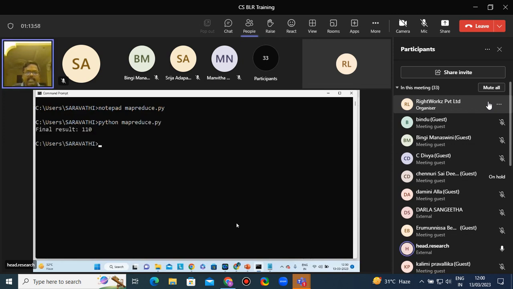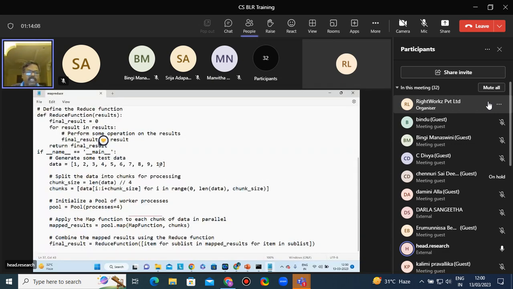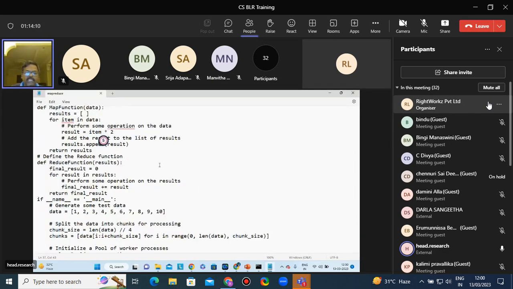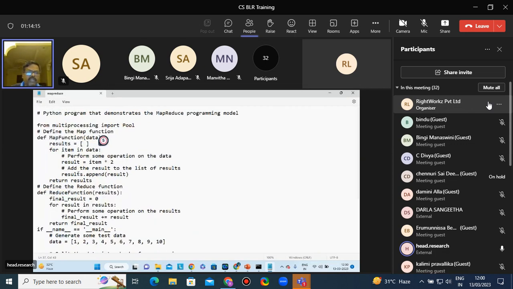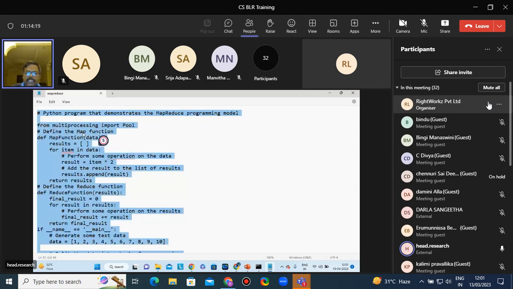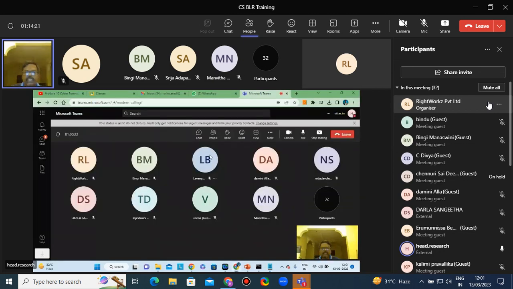See, the final result is showing 110 because of how we are dividing into chunks. The number of chunks, the partitions, is 4. In the same way, if a very big data set is available, we split it into a number of chunks.